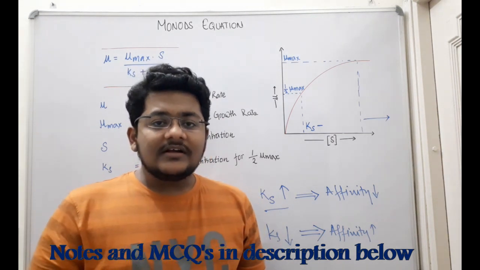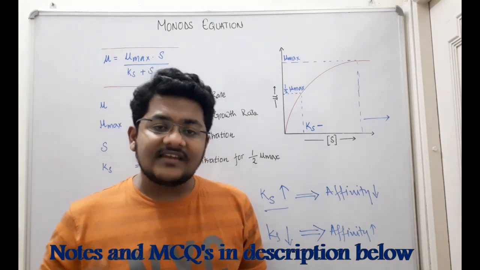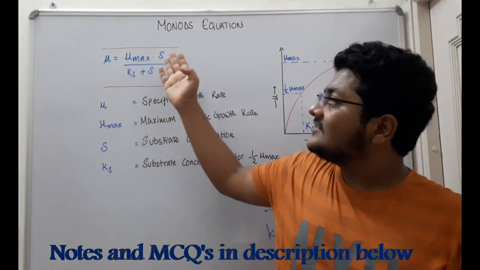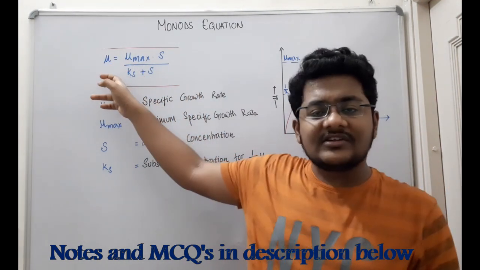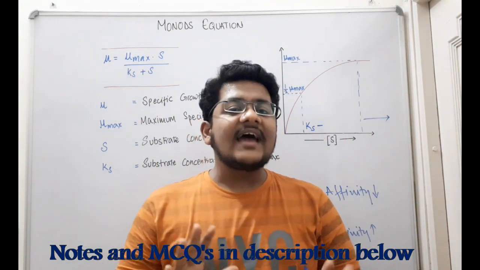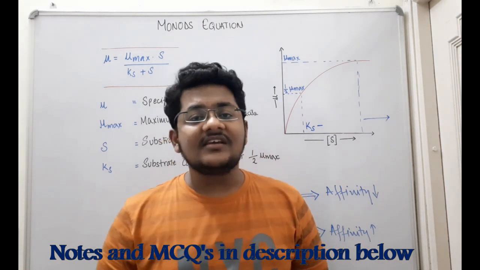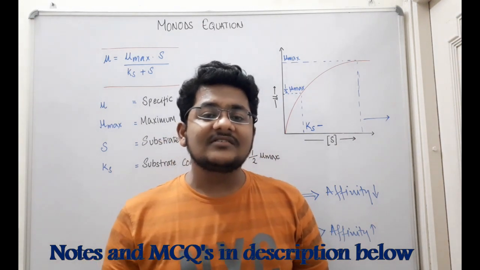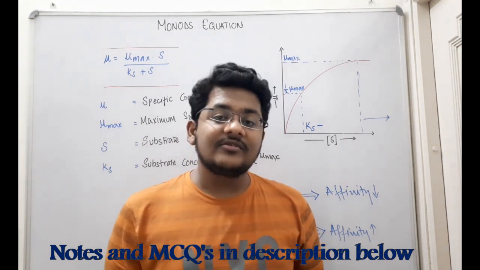In the case of batch culture, we can use this equation as it is, which represents the substrate concentration, maximum specific growth rate, specific growth rate, and the Ks value. In the next video we are going to see how we manipulate this equation in the case of a chemostat, or continuous stirred tank reactor, or continuous cell culture.